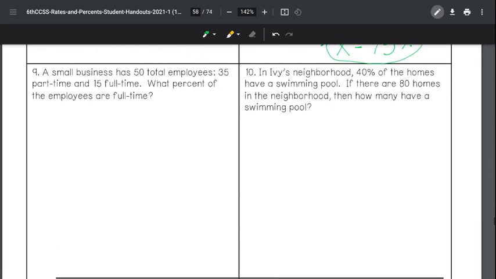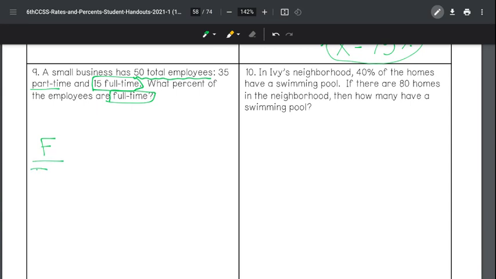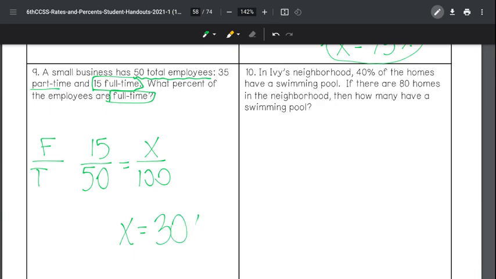Number 9, a small business has 50 total employees, 35 part-time and 15 full-time. What percent of the employees are full-time? So I want full-time over total. 15 out of 50 employees are full-time. What percent is that over 100? When you cross multiply and divide, we figure out that 30% of the employees are full-time.